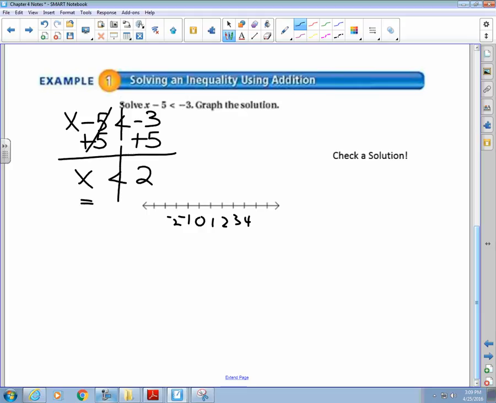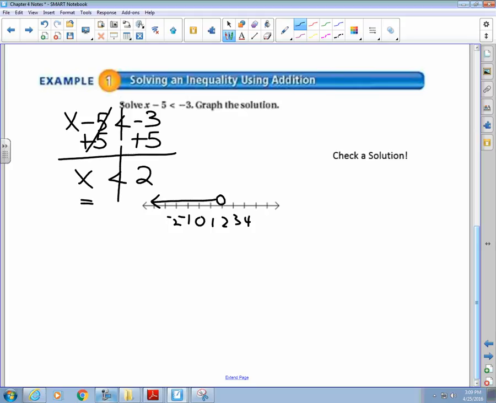And x is less than 2, so 2 is our starting point, but I have to look at my inequality sign and see if it's going to be an open or closed circle. It's just less than 2. It doesn't say equal to 2, so that means I'm going to have an open circle. All the values of x that make it true have to be less than 2, which means it goes to the left, because that's where all the numbers that are less than 2 are on a number line.